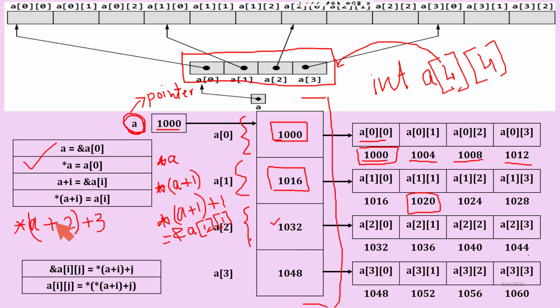Okay. Plus 3. 1032 plus 0 is 1032. Plus 1 is 1036. Plus 2 is 1040. Plus 3 is 1044. So this is the same as ampersand A of 2, 2.